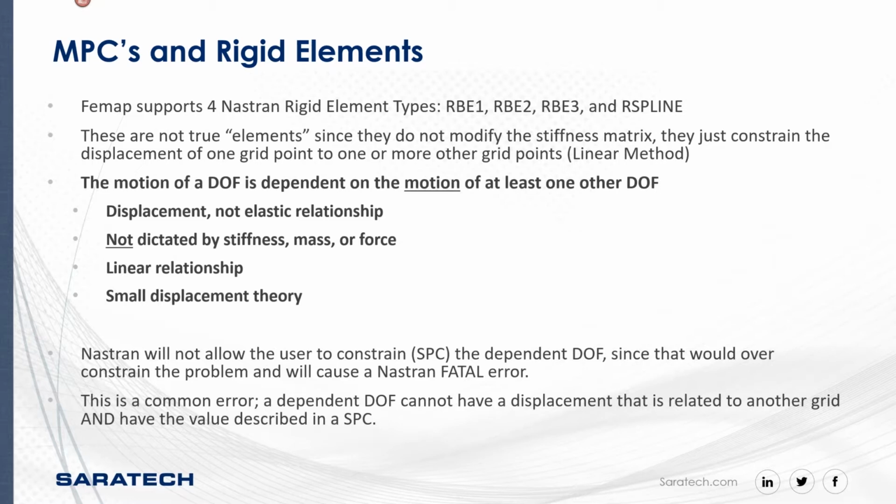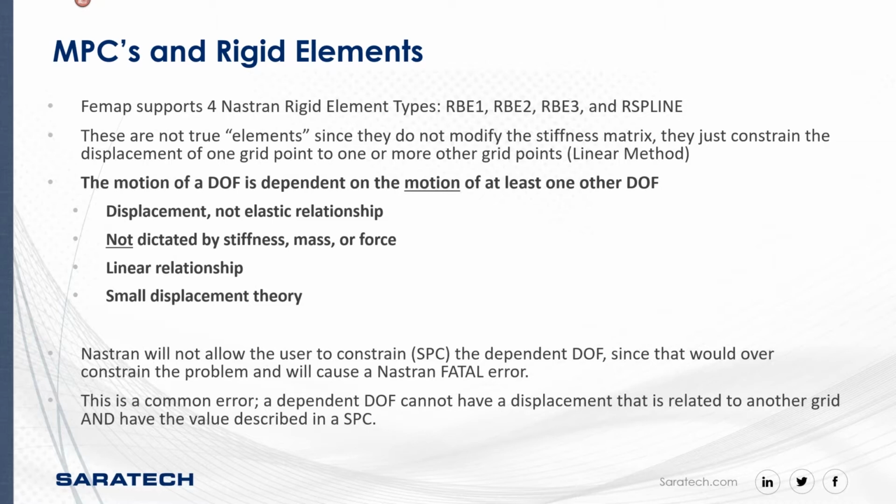So I even bolded this. The motion of a degree of freedom is dependent on the motion of at least one other degree of freedom. This is a displacement, not an elastic relationship. It's not dictated by stiffness, mass, or force, and it's a linear relationship. So that means it's in small displacement theory. So if you are using something with large displacement, such as a nonlinear analysis, just be careful around rigid elements.